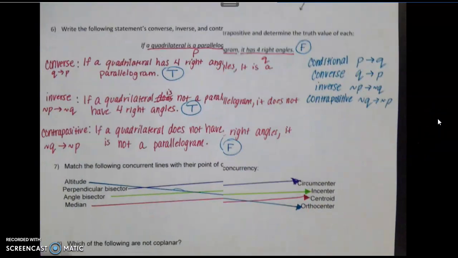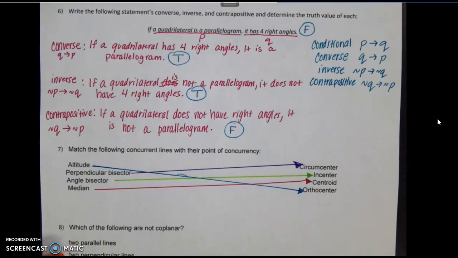Number 7, it just says where are there points of concurrency. We spent a lot of time talking about this. Altitudes meet at the orthocenter, perpendicular bisectors meet at the circumcenter, angle bisectors meet at the incenter, and the medians meet at the centroid.